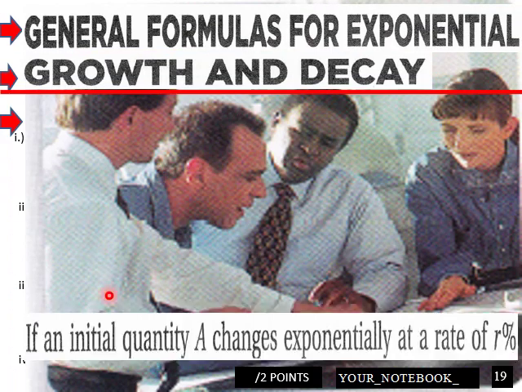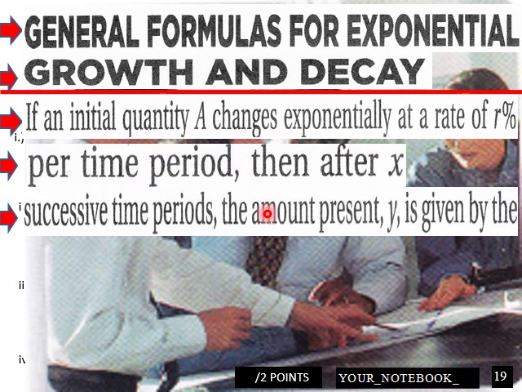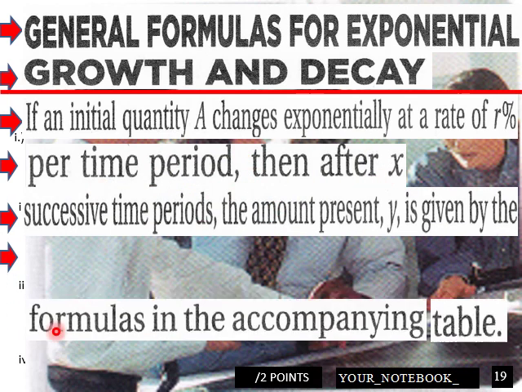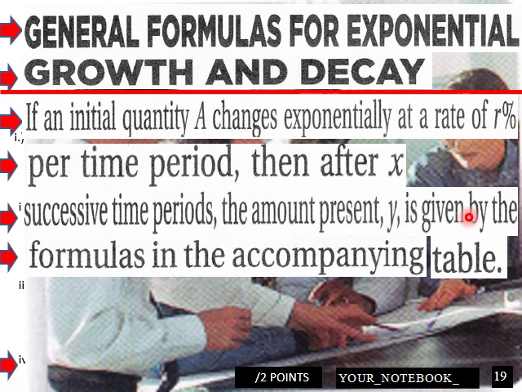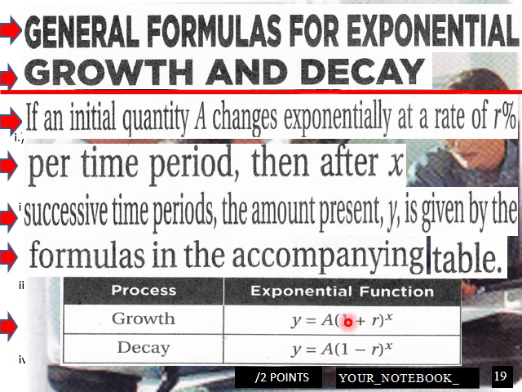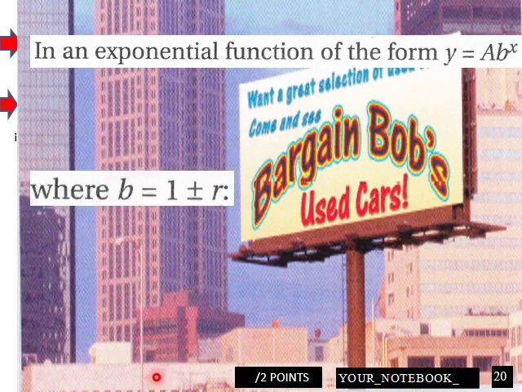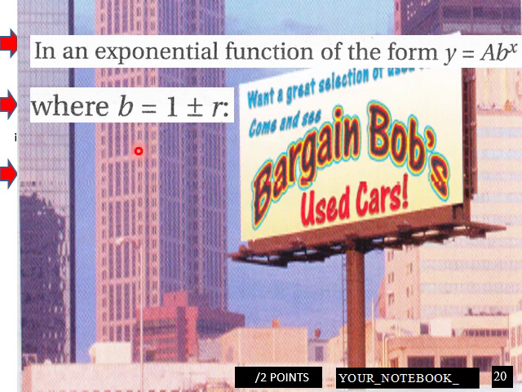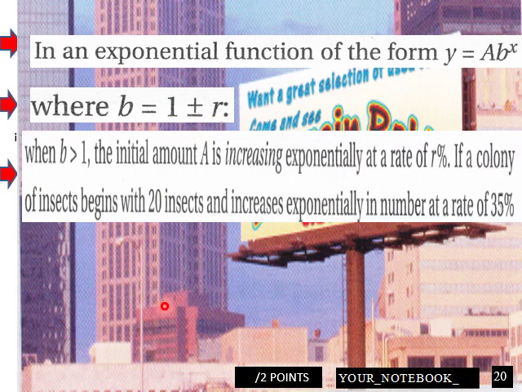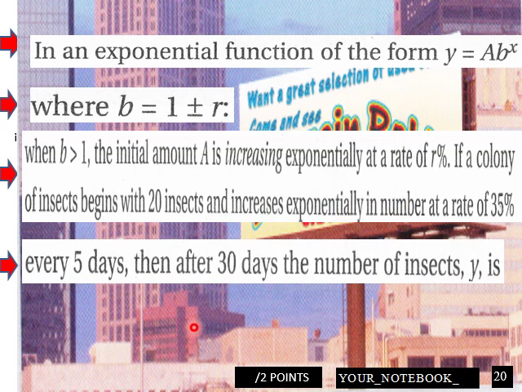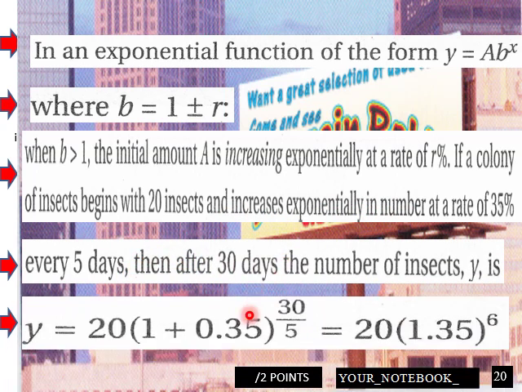General formulas for exponential growth and decay. Initial quantity A changes exponentially at r% per time period. Then after x successive time periods, the amount present, y, is given by the formulas in the accompanying table here. So this would be a decay or growth exponential function in the form y equals a b to the x, where b equals 1 plus or minus r. The initial amount A is increasing exponentially at r%. For example, a quantity of insects beginning at 20 increases exponentially at a rate of 35% every 5 days. And after 30 days, the number of insects y will be represented by this formula here.